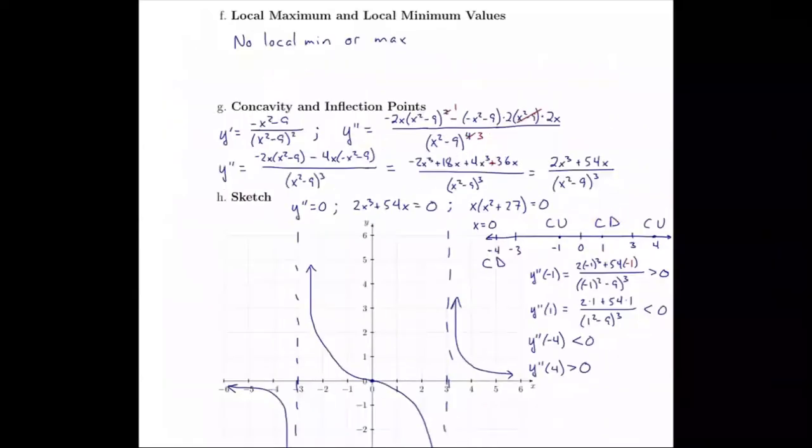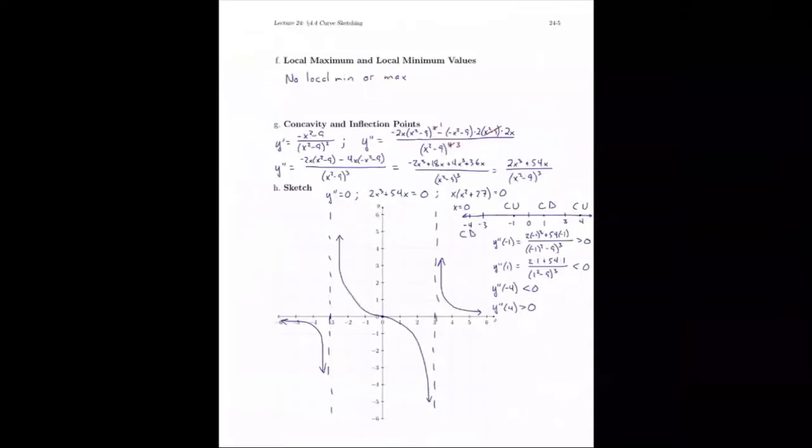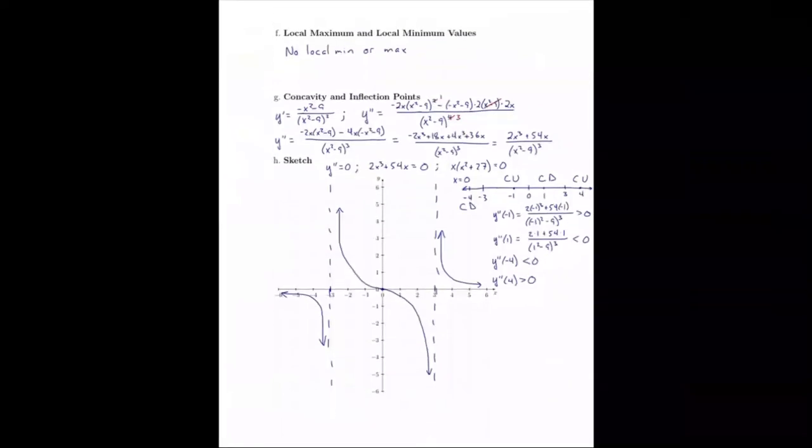Okay, we had no local mins or local maxes, and we had some vertical asymptotes. So I recommend that be the first place we start. We had a vertical asymptote at x equals negative 3. We had one at x equals 3. If you go back to the previous page, you'll see that. So we have those sketched in.